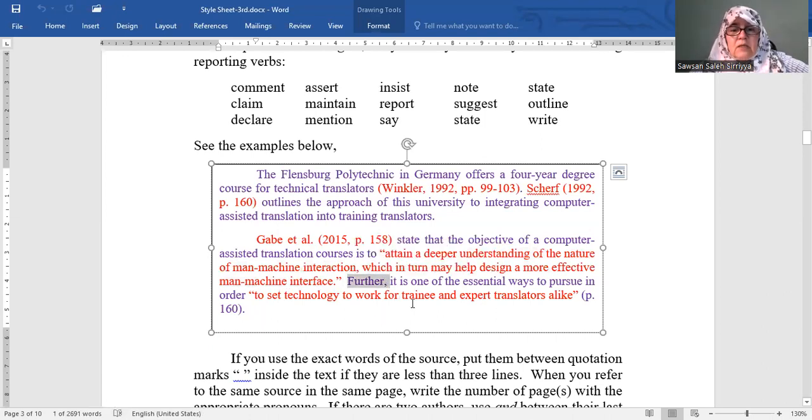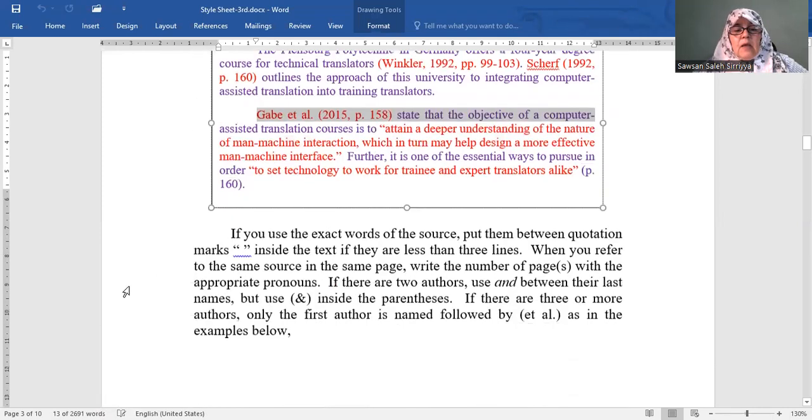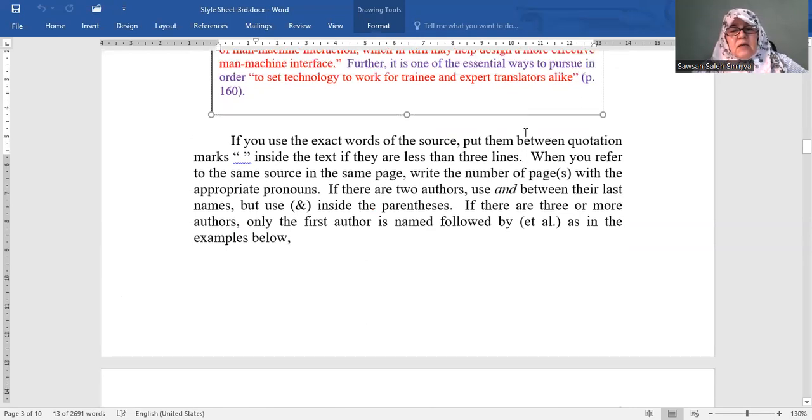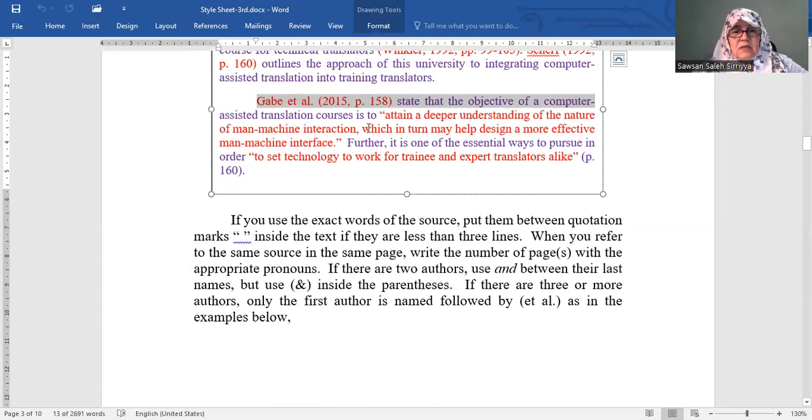Okay, it is one of the essential ways to pursue in order, and then I state another quotation. But because here the author of this quotation is the same as the author of the previous quotation, I only write the page number. I don't need to repeat the author. If you use the exact words of the source, put them between quotation marks inside the text if they are less than 3 lines. As you see here, they are less than 3 lines.